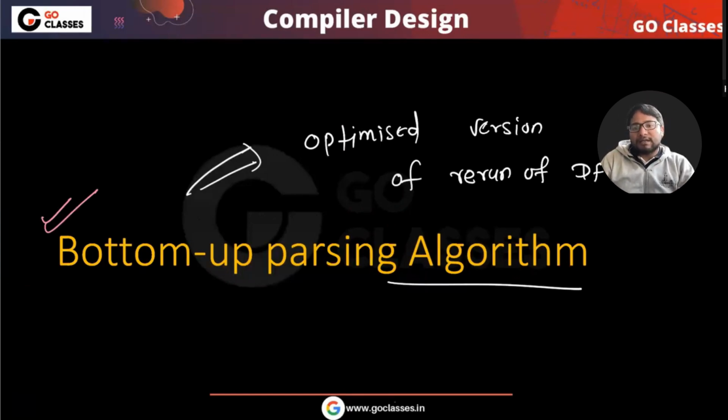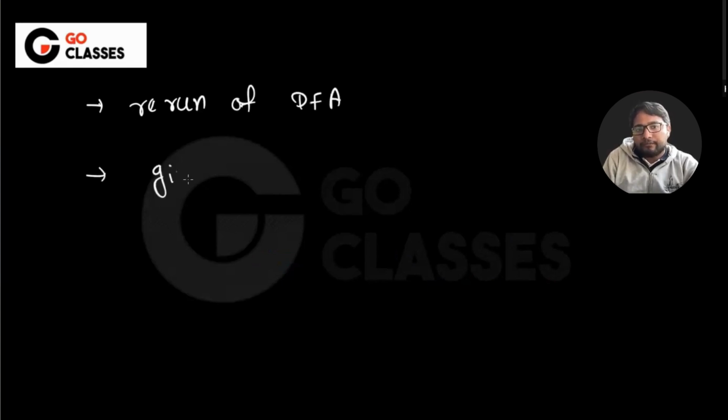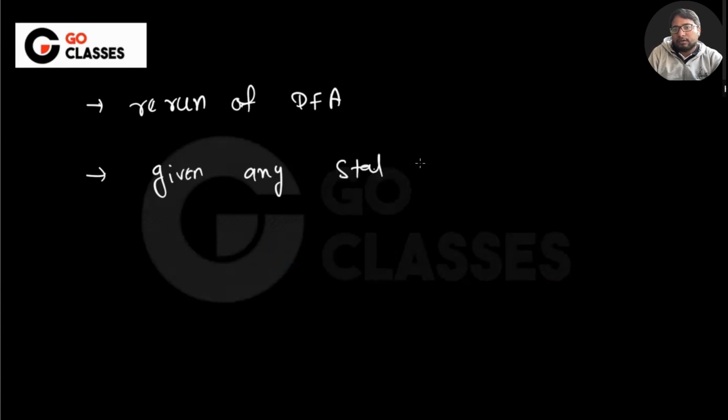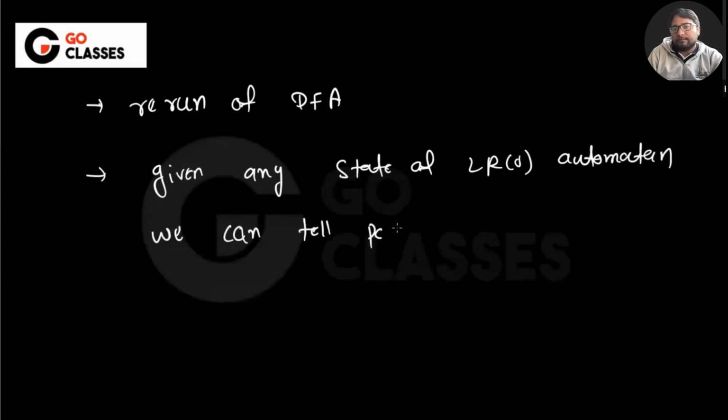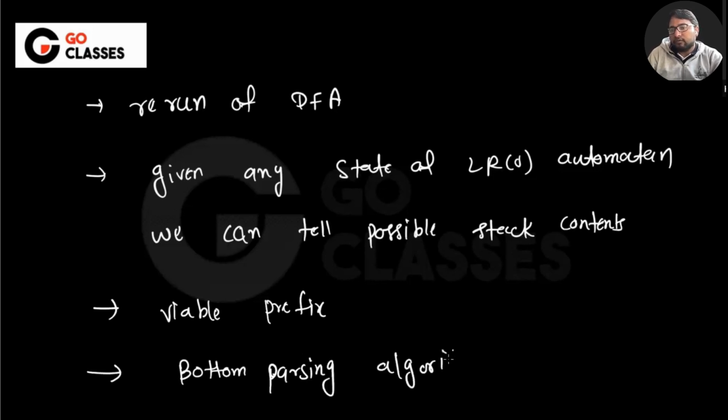Understood? So this lecture was a little heavy, I know. In this lecture, we have discussed many things, right? We have discussed what is rerun of DFA, which is most important. Given any state of the LR0 automaton, can you tell me the possible stack content? We can tell the possible stack content, right? And also we discussed viable prefix. We also discussed the bottom-up parsing algorithm, which is the optimized version of rerun of DFA.